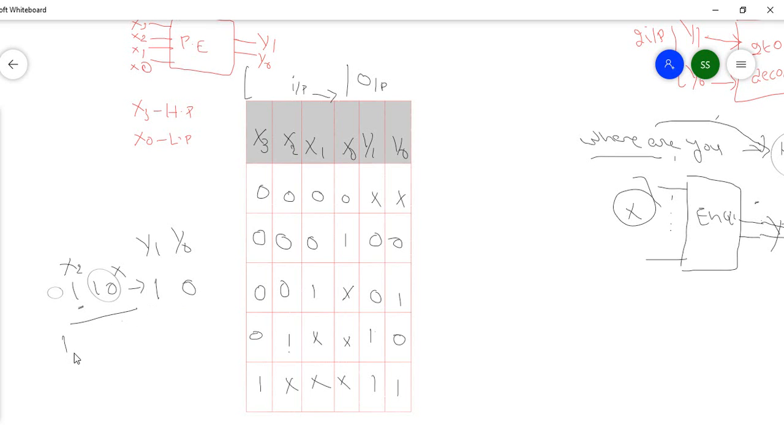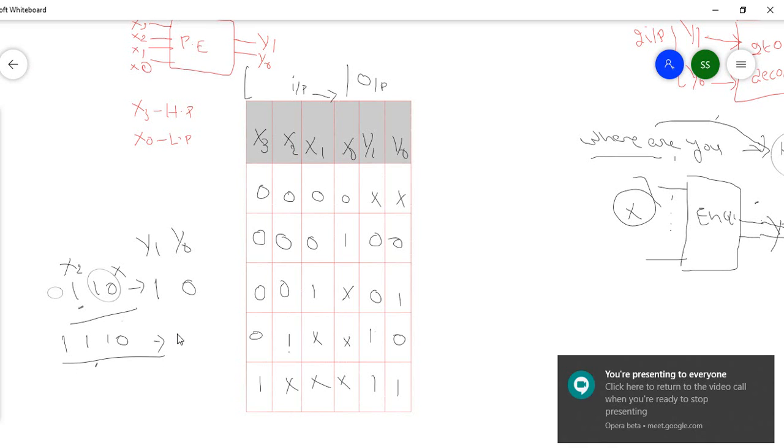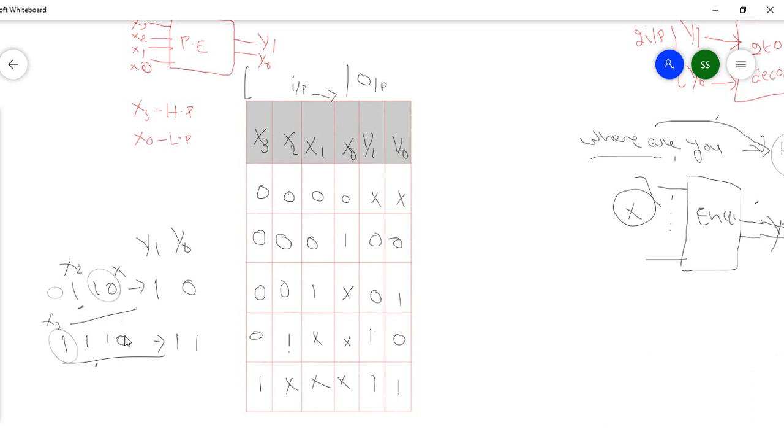If the last bit is 1 and the rest is 1 1 0, what answer will you get? 1 1, because the first bit is high. So x3 is high, and it doesn't care about whatever the rest are. You have to check in such a way that you see which bit is high first. If x3 is high, don't worry about the others. If x2 is high, don't worry about the others. If x1 is high and the first two bits are 0, then don't worry about x0. If all are 0, then only x0 is the last priority. Take what is y1 and what is y0.